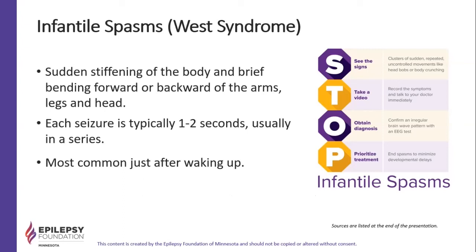It's almost always in succession. So there's a few of them that will happen in a row. And again, that waking time is a huge time for these to occur. You can see on the right here, we have this infographic about what you are looking for with this type. You're looking for clusters of sudden repeated uncontrolled movements, sort of like head bobs or body crunching or jackknifing.